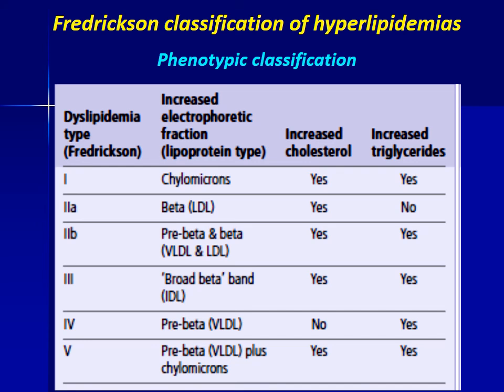This is the classification developed by Fredrickson and adopted by the WHO. It is based on the electrophoretic separation of serum lipoprotein. It has been largely superseded by the genetic classification. Dyslipidemias are also simply classified as hypercholesterolemia, hypertriglyceridemia, and mixed dyslipidemia.